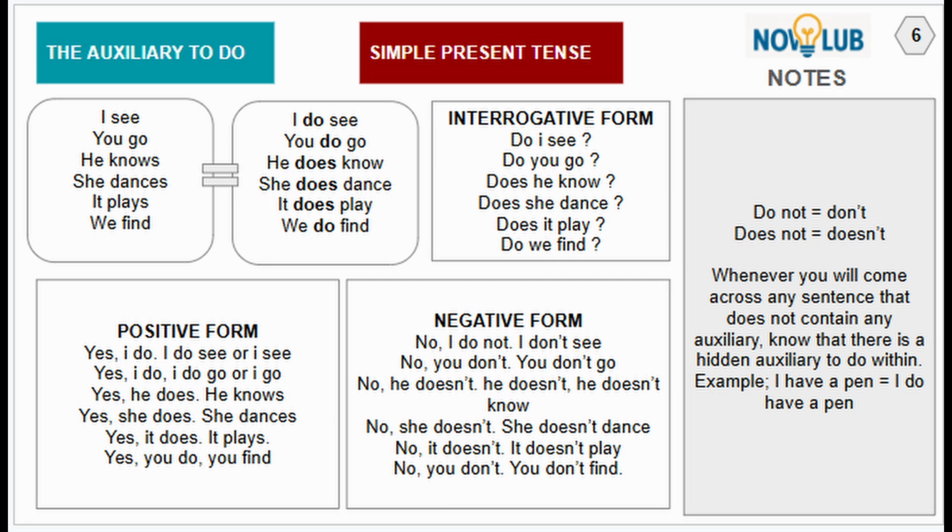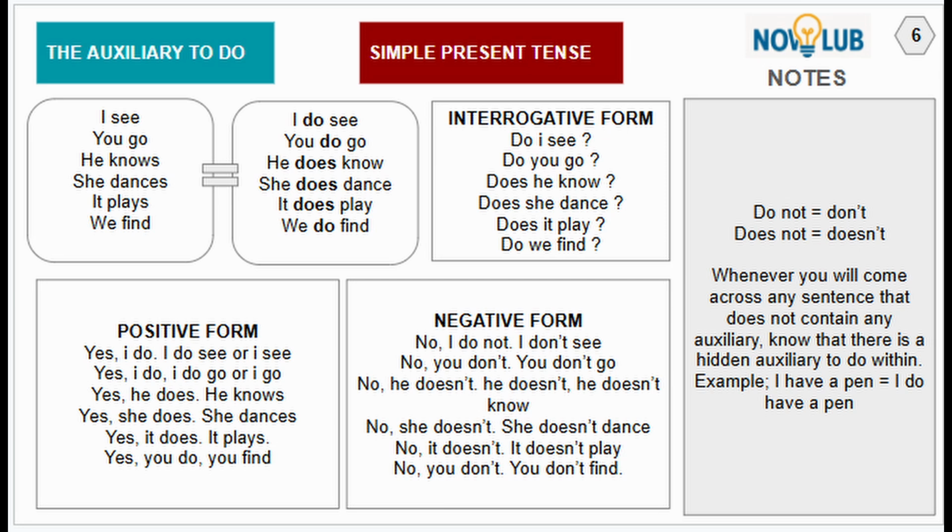Whenever you see a sentence that has no auxiliary, you have to tell yourself that there is a hidden auxiliary in that sentence, and that hidden auxiliary is the auxiliary to do. So when you say "I see you," it means "I do see you." "You go to school" means "you do go to school." "He knows your name" means "he does know your name."